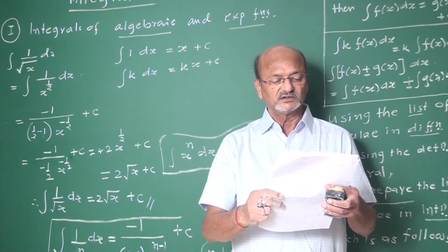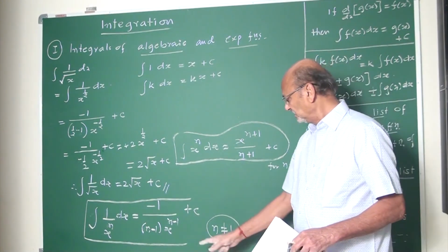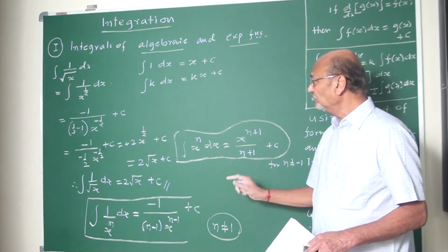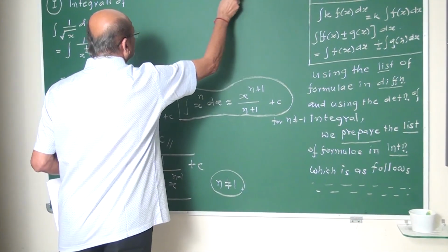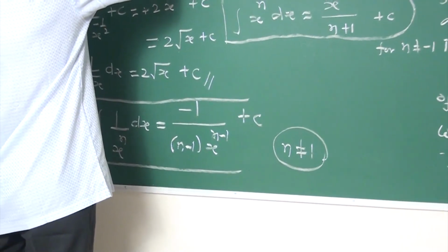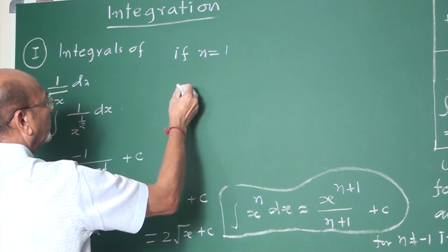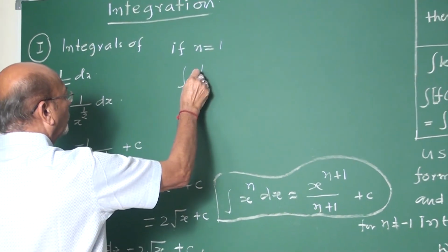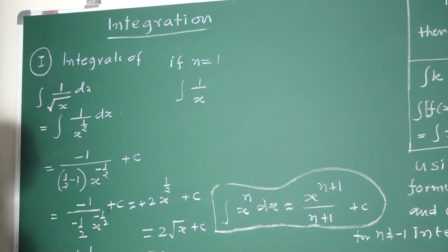That is one special case. What is that special case? I said here, n should not be equal to 1. If it is 1, what happens? Yes, my friend, if n is 1, we get integral of 1 upon x to the power 1, which means 1 by x. We can't apply this formula.